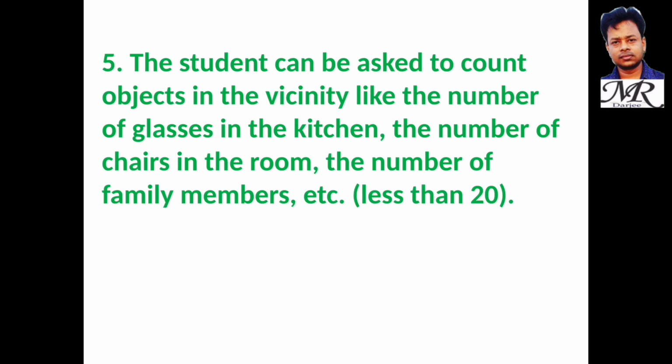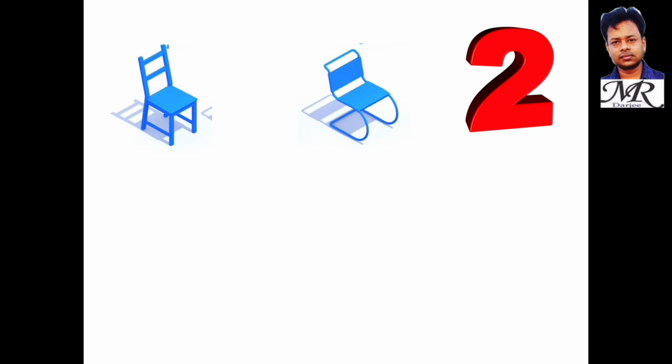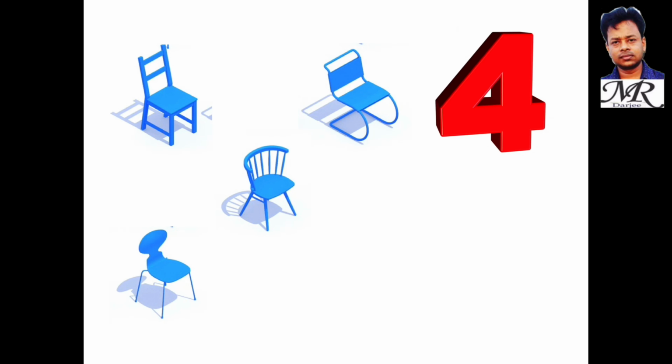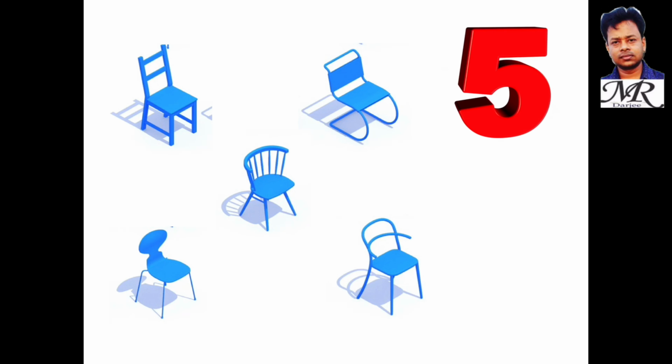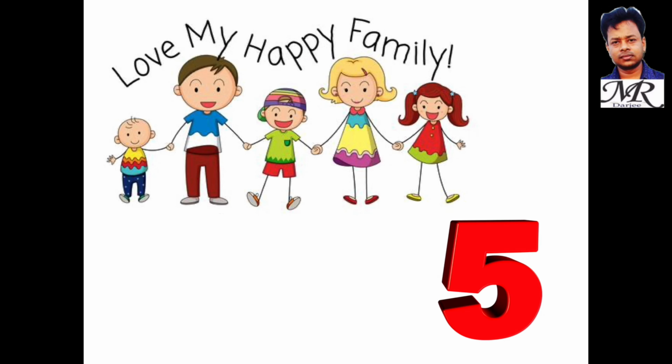The student can be asked to count objects in the vicinity like the number of glasses in the kitchen, the number of chairs in the room, the number of family members, etc. less than 20. Now count the chairs. 1, 2, 3, 4, 5. Let us count our family members. 1, 2, 3, 4, 5.